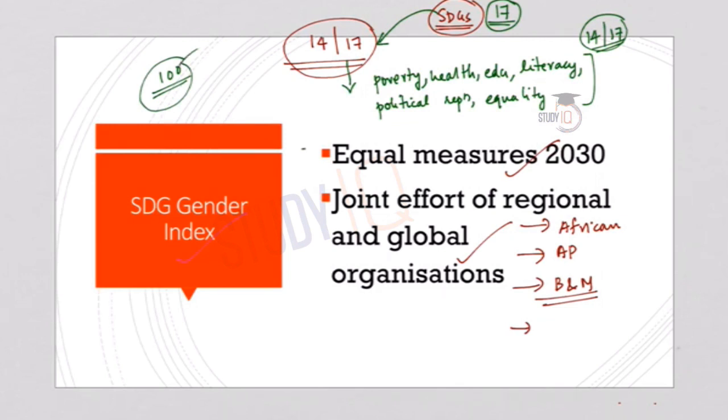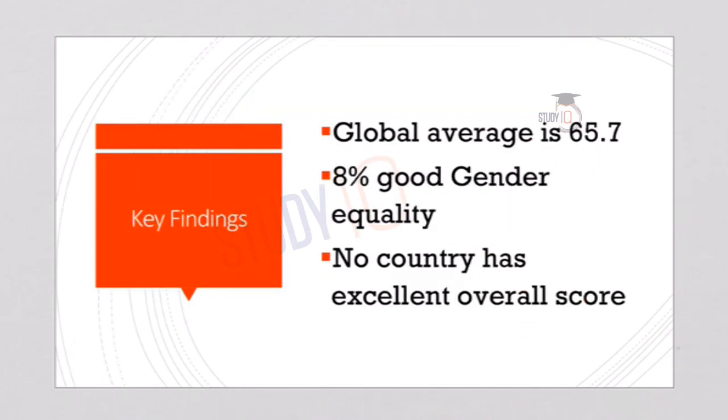So if a country gets a score of 100, it means that the country is able to achieve the goals. And a score of 50, that is half of 100, indicates that a country is almost halfway in meeting the goal. So this is briefly about the SDG Gender Index. Now moving on, let us understand the key findings of this index.